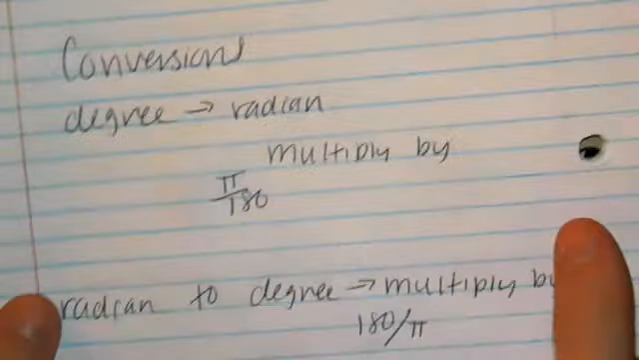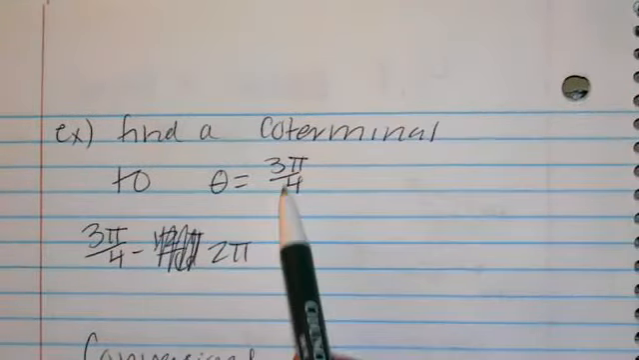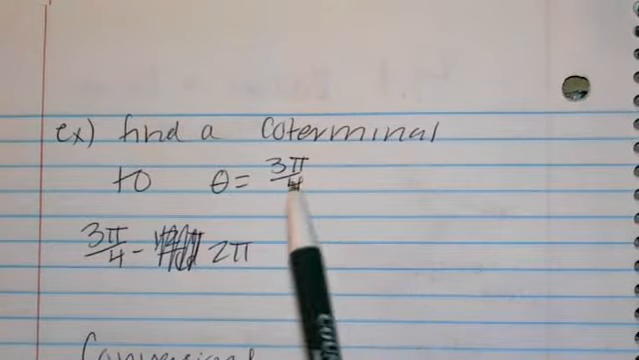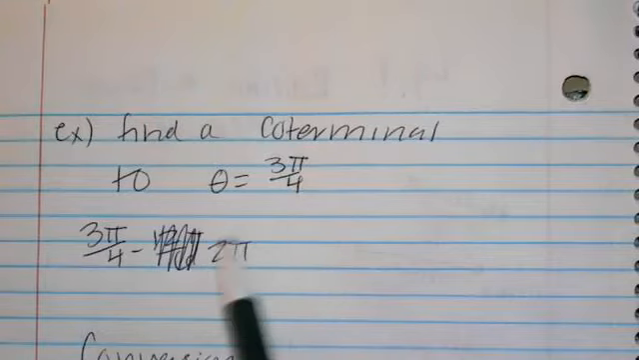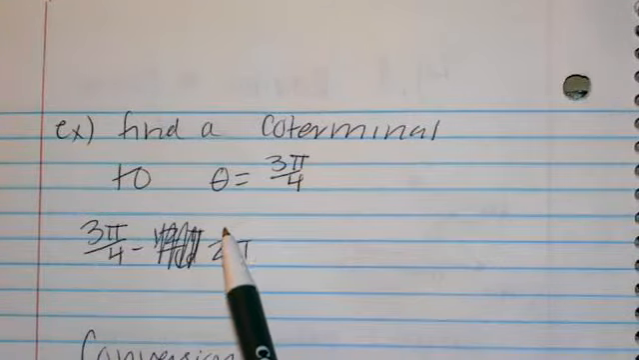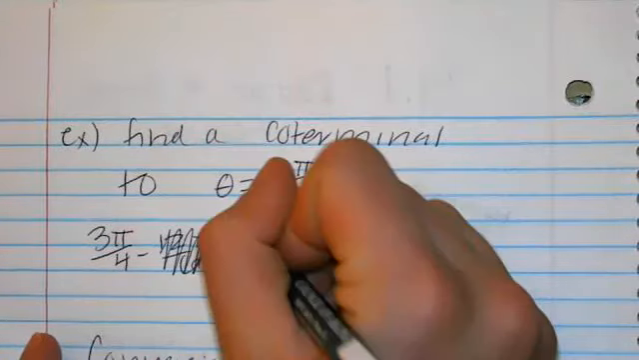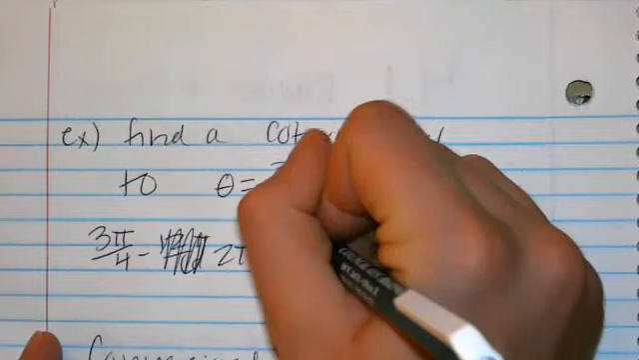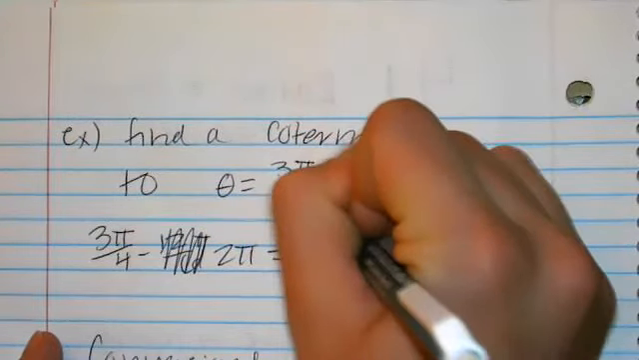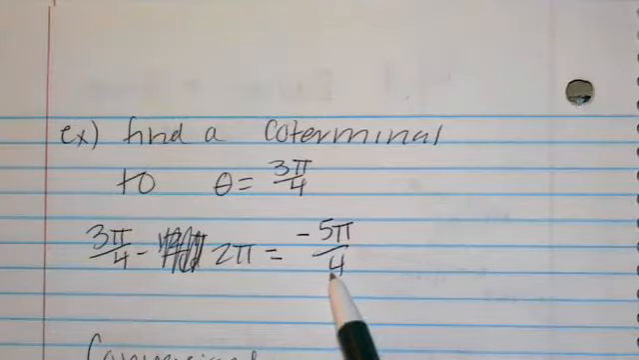Another example. When we're looking at the next one, I want to find a coterminal angle of 3 pi over 4. Again, what I'm going to do is take 3 pi over 4 and subtract 2 pi from it. If we do that, we get negative 5 pi over 4. This number is smaller than this number, so I should get a negative number.